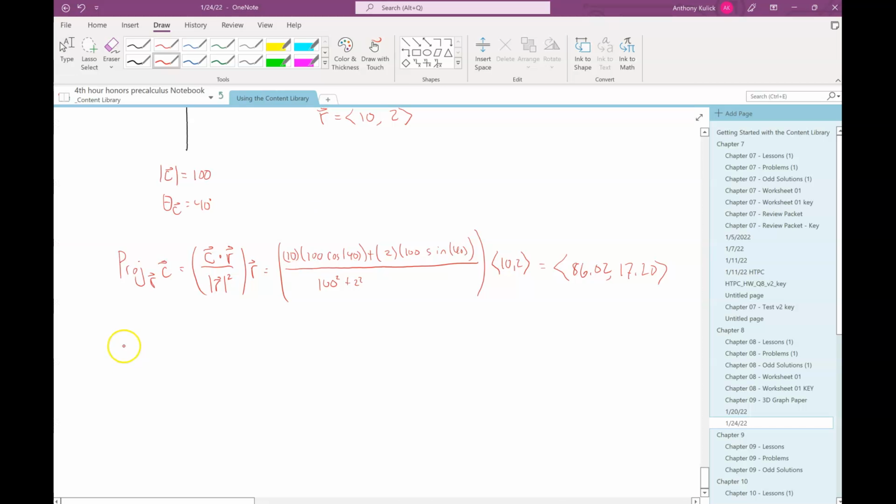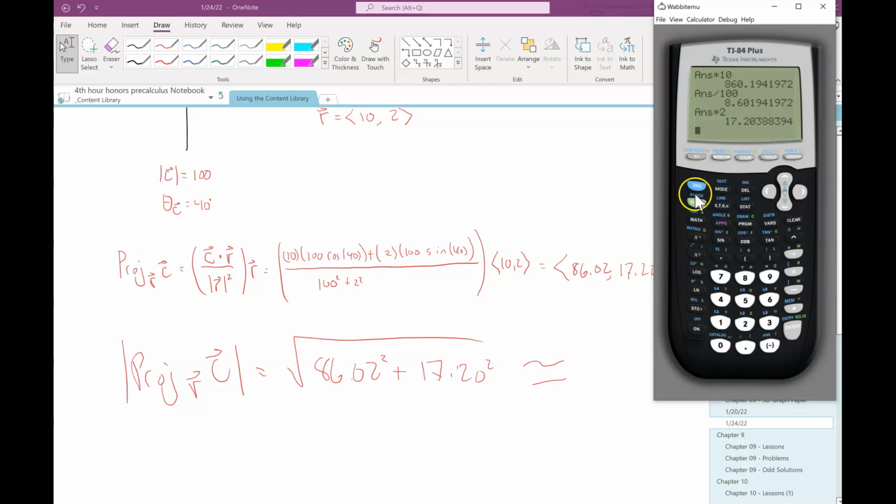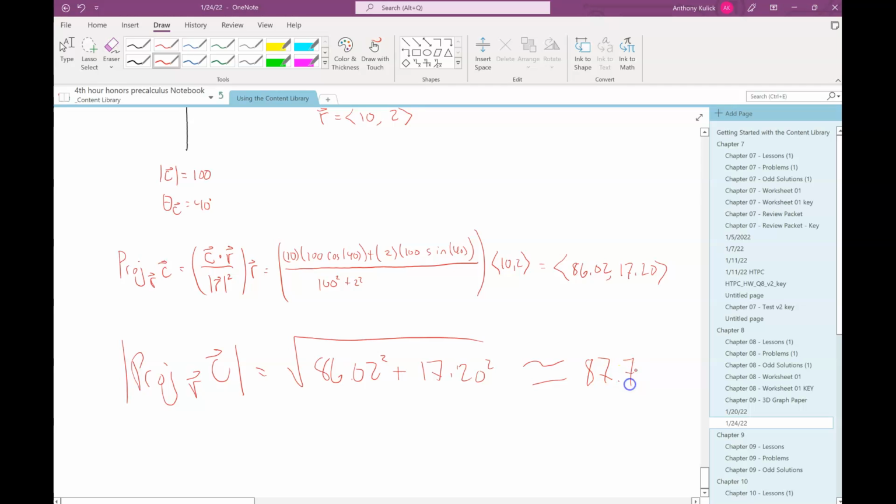So that's my projection vector. But what I really care about is the magnitude of that vector. So 87.72 pounds up the ramp.